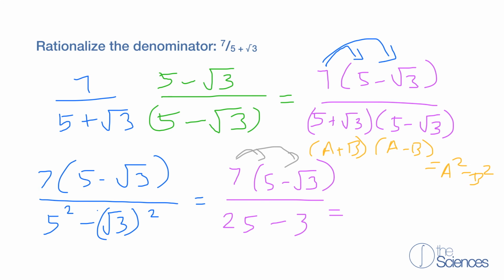So we have 7 times 5, which is 35, minus 7 times the square root of 3, over 25 minus 3, which is 22. And that's our answer.